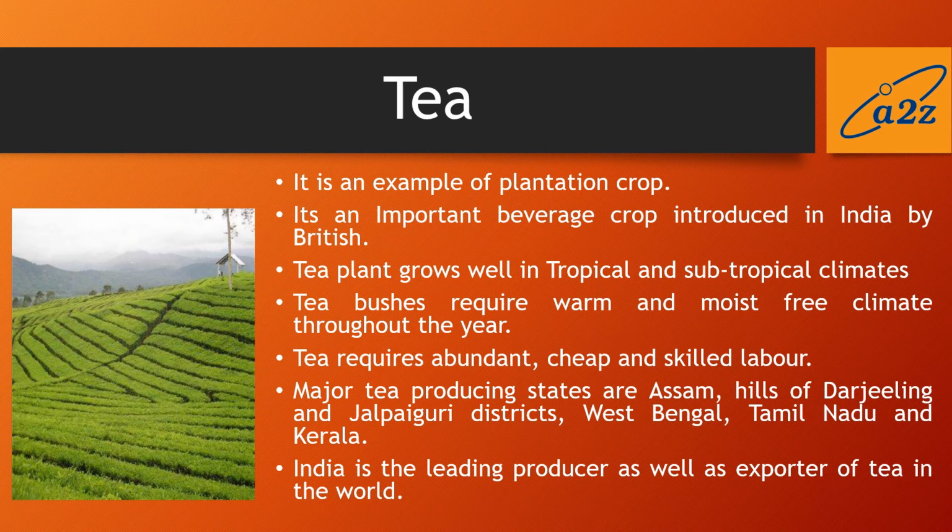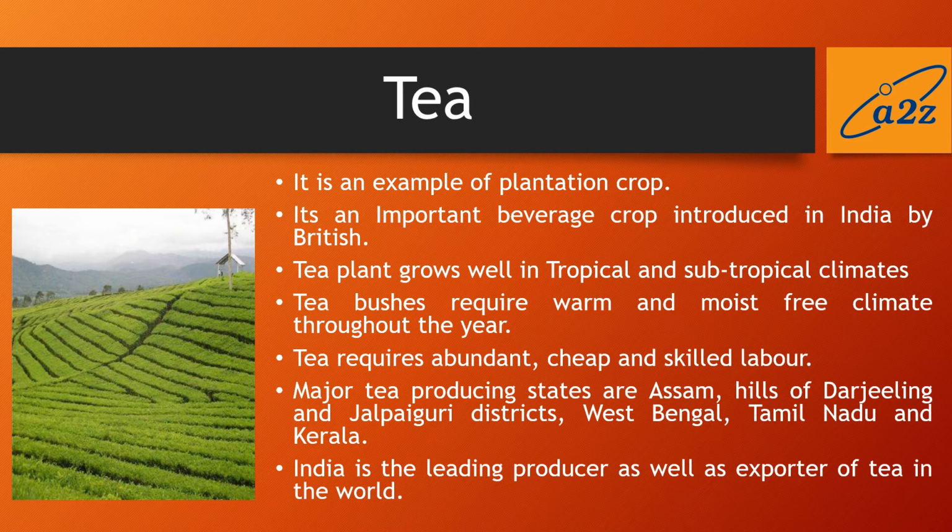Next is tea. It is an example of plantation crop. It's an important beverage crop introduced in India by the British. Tea plant grows well in tropical and subtropical climates. Also, tea bushes require warm and frost-free climate throughout the year.